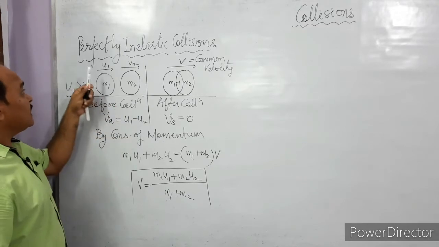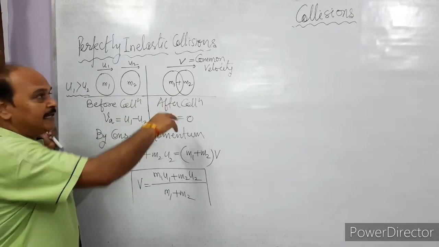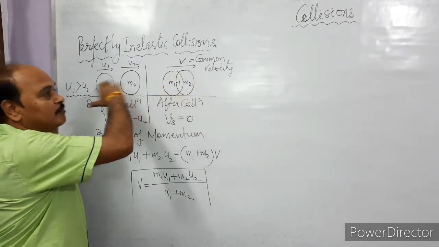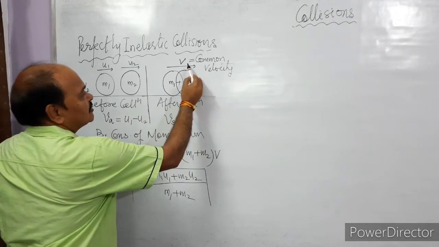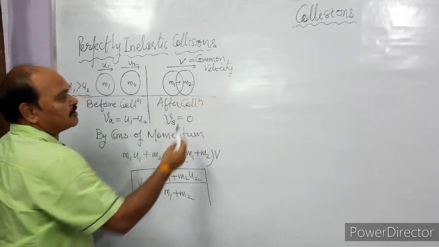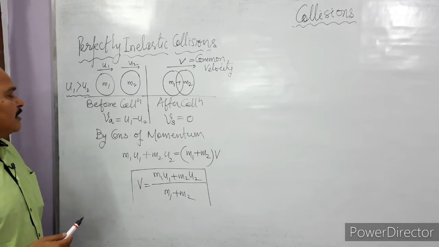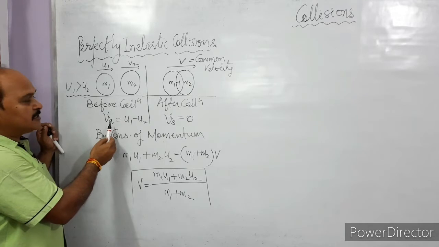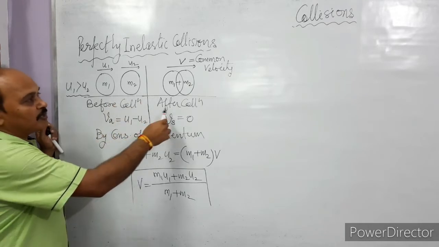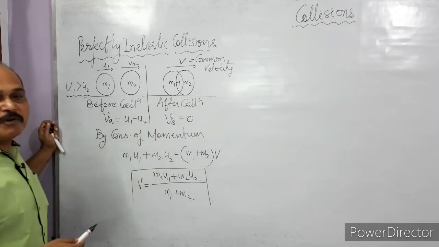When there is a perfectly inelastic collision, both the masses do not separate after collision. They get stuck to each other and they move together. Let us say they move together with velocity v, and this v is called the common velocity. Before collision, of course, we have speed of approach, that is u1 minus u2. But what is the speed of separation? 0. Both the masses move together with common velocity v.